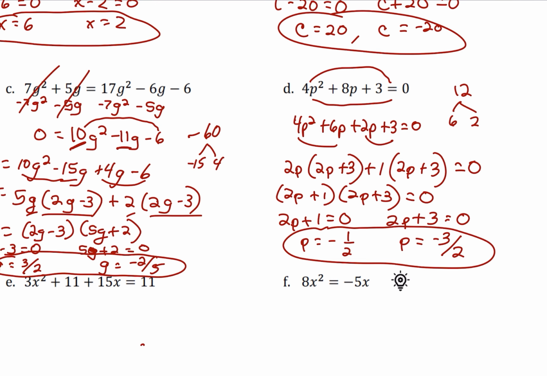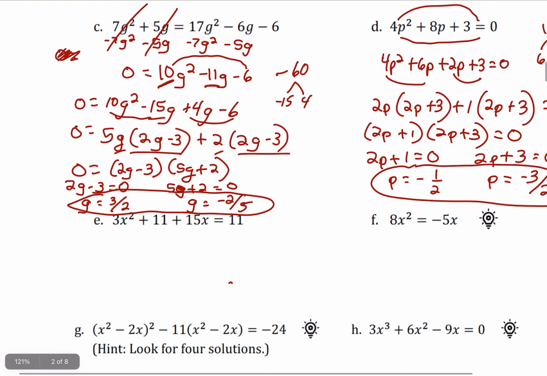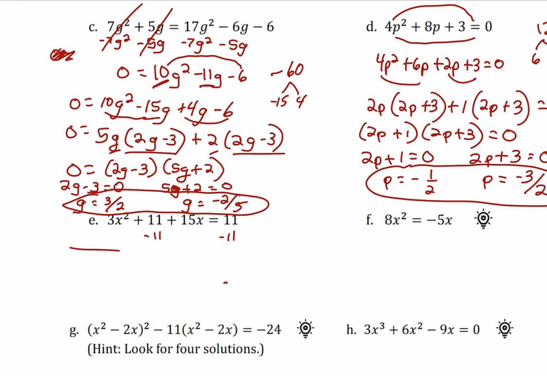Let's go to E. I actually think E is a little bit trickier even than F, but I think they could both be light bulbs. So don't get discouraged if you think E is a little tricky. We're going to start by subtracting 11 from both sides of the equation.